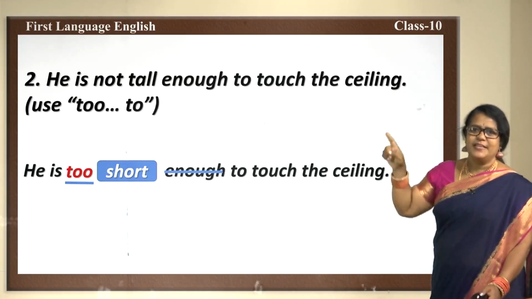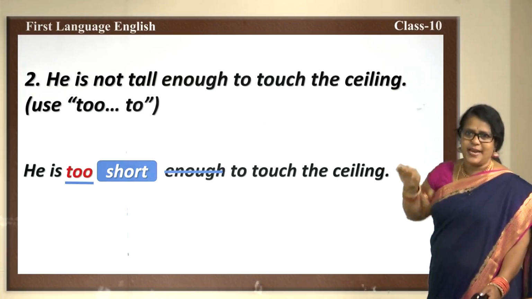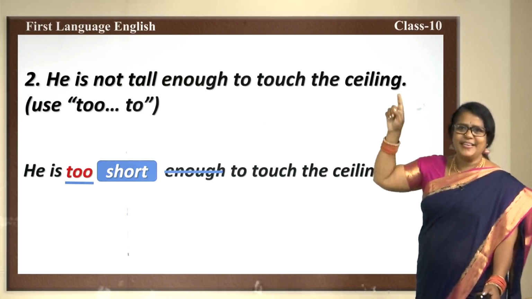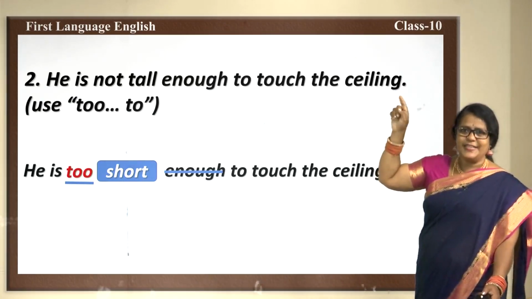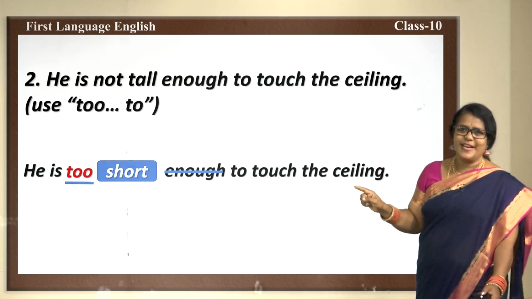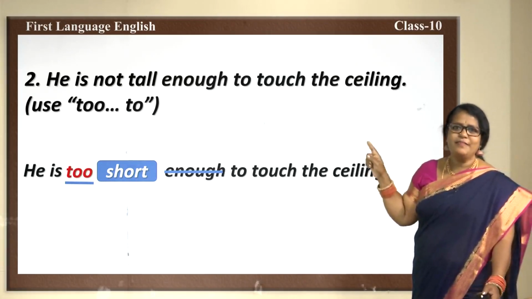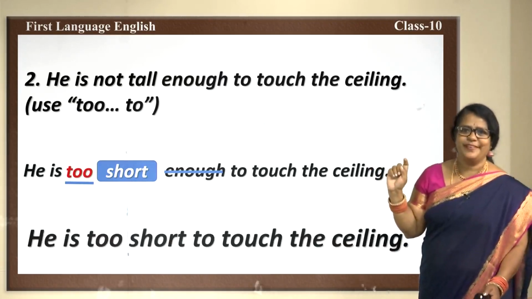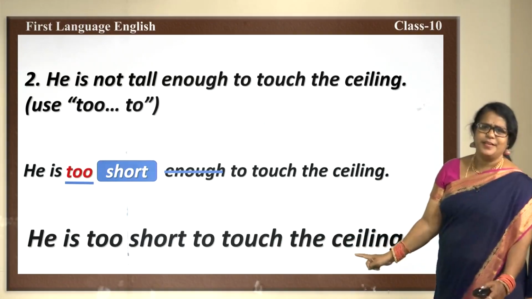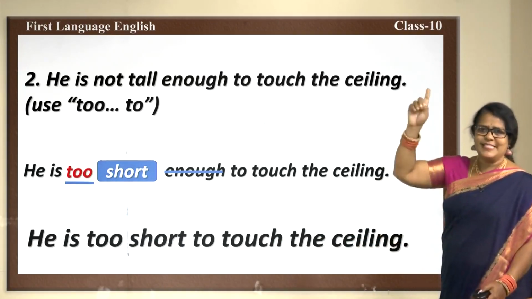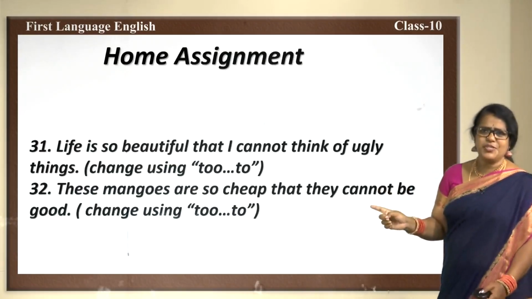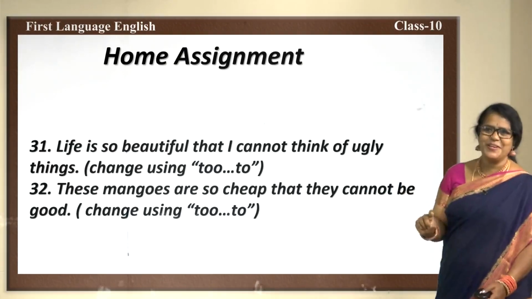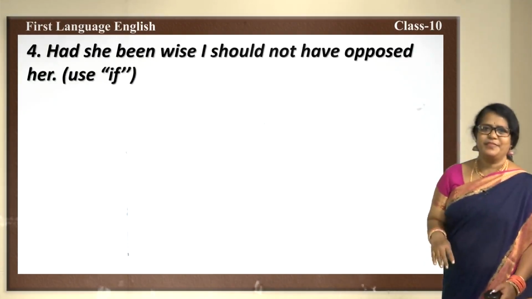So the meaning is that he is not tall enough to touch the ceiling, and he is too short to touch the ceiling. Meaning is same, whereas the sentence formation is differing. Here it is a negative word and a negative sentence. Here there is no negative word, not, no, never, and this becomes a positive sentence, right? So we have followed the instruction, that is use of too. Fine. Let us move here. The sentence is read: He is too short to touch the ceiling. And these are with the same instruction, use too, 31 and 32. You just tick in the book so that you can work out, keeping the idea of the previous one which we have changed. Fine.